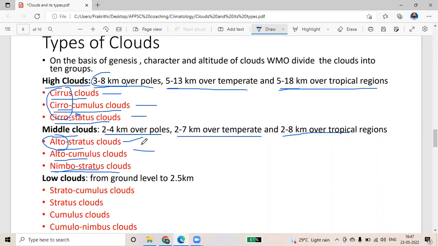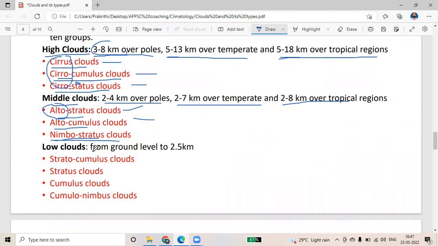And the lower clouds extend from ground level to 2.5 kilometers. This is the average everywhere, whether it is a pole, a temperate region, or a tropical region, because we know that at the lower level the gravity is high. So thicker clouds are visible in the lower atmosphere. It extends from ground level to 2.5 kilometers in height.